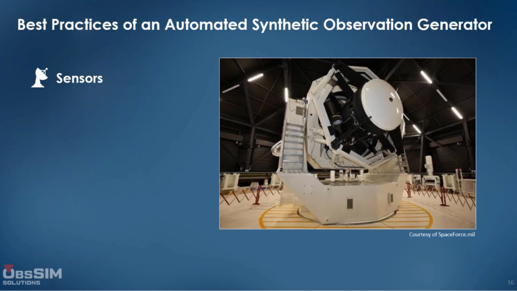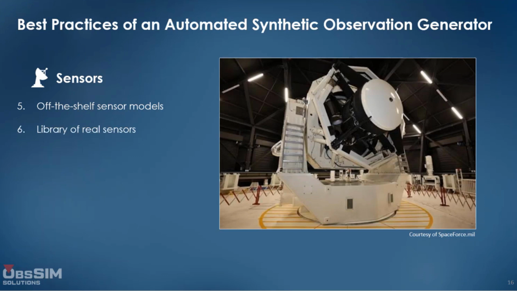Next, we'll talk about best practices of sensors. So again, similar to the event, we need off-the-shelf sensor models. There's no point in automating this process if the user has to build up these models themselves. So having off-the-shelf models of sensors with different phenomenologies, so radar, passive RF, electro-optical, etc., space-based, ground-based, different locations, having these off-the-shelf sensor models gives them the flexibility to create observations very quickly without having to create the models themselves.